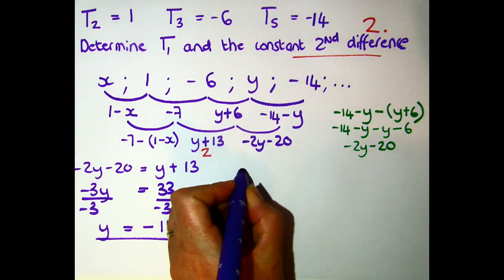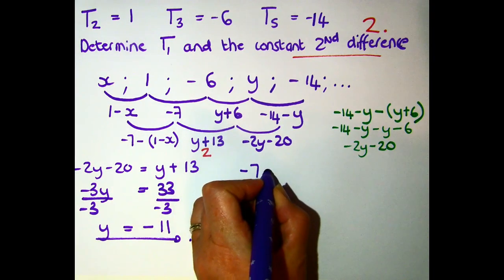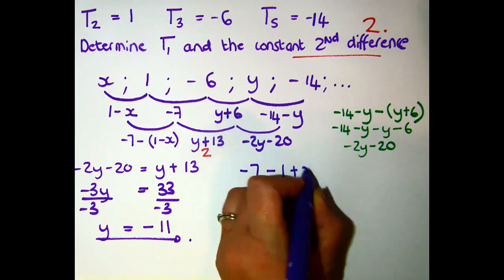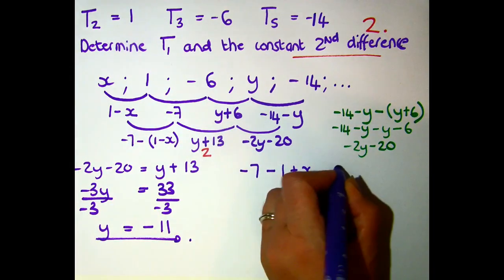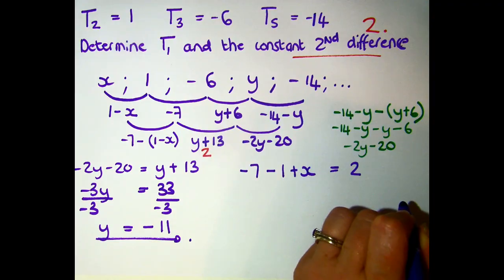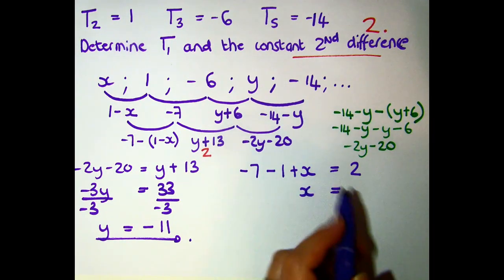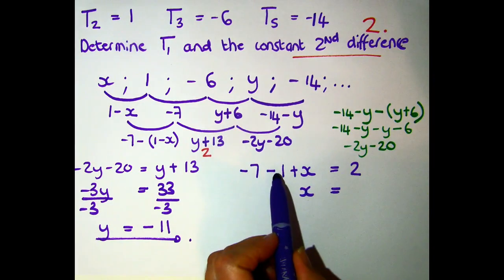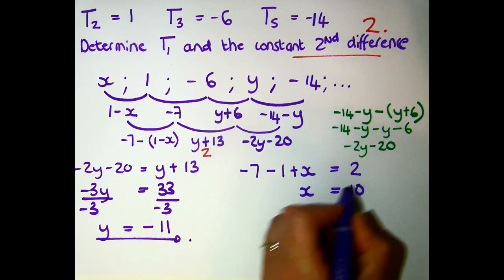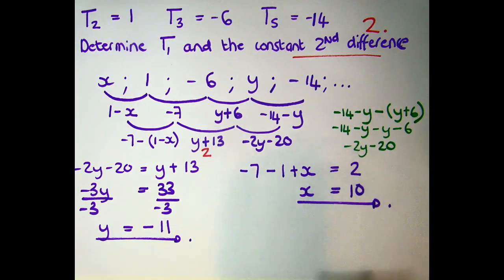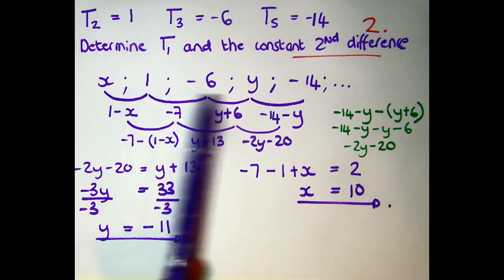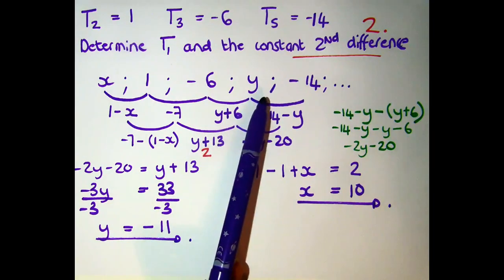So I know that negative 7 minus 1 plus x, I'm just multiplying in there, that gives me 2. So collecting my like terms then, I've got x here by itself, and I'm going to have 2 plus 1 to give me 3 plus 7 to give me 10. So I've solved x and y, which by the way I created in the first place. They didn't put any x's and y's in the problem, and that's what makes this a little bit more tricky to do.